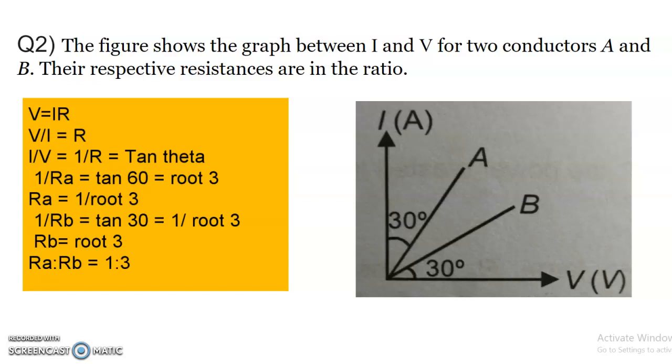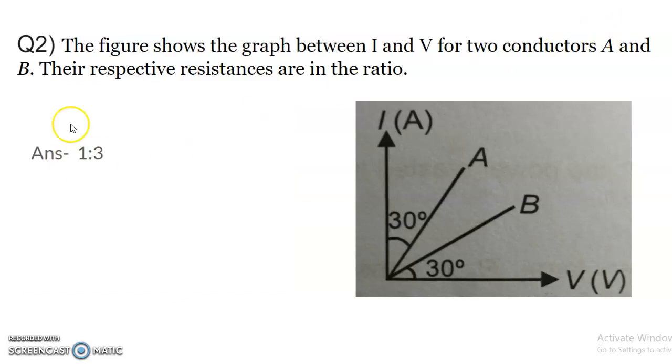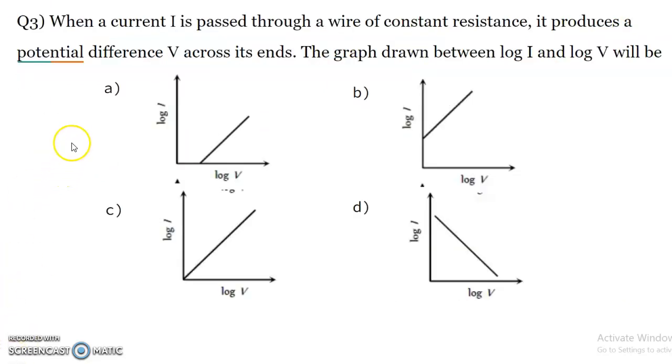Now let us check our answer. Yes, the answer is 1 is to 3. Now moving on to the third question. When a current I is passed through a wire of constant resistance, it produces a potential difference V across its ends. The graph drawn between log I and log V will be?